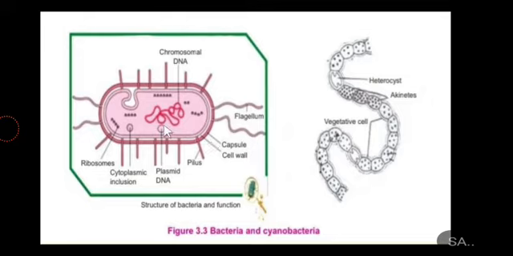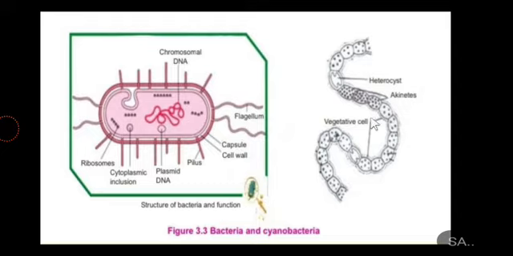is there. Plasmid DNA is very much beneficial for us as far as genetic engineering is concerned, and we can take the advantage with the help of biotechnology in recent days. And chromosomal DNA is there, cytoplasmic inclusion is there, and ribosomes are found in them. So since their nuclear material is not enveloped by the nuclear membrane, they are prokaryotes.